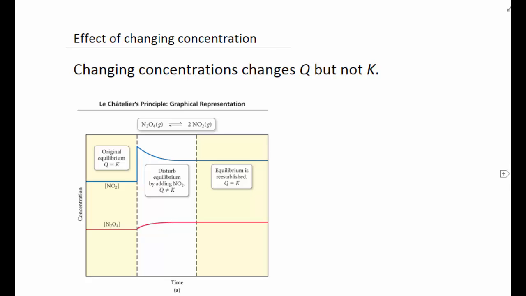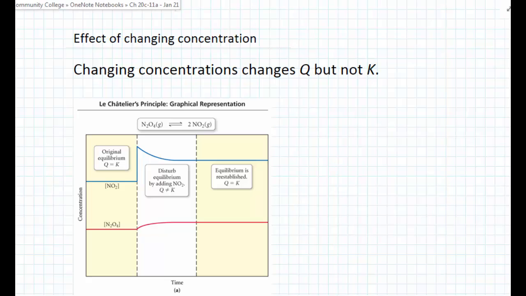This is a cool graph. I think this is helpful in visualizing this. We are going to change. So changing concentrations obviously changes Q. It does not change K. K is the equilibrium constant for that reaction. Changing the concentrations just messes up our Q, which will then have to re-establish itself back to K.